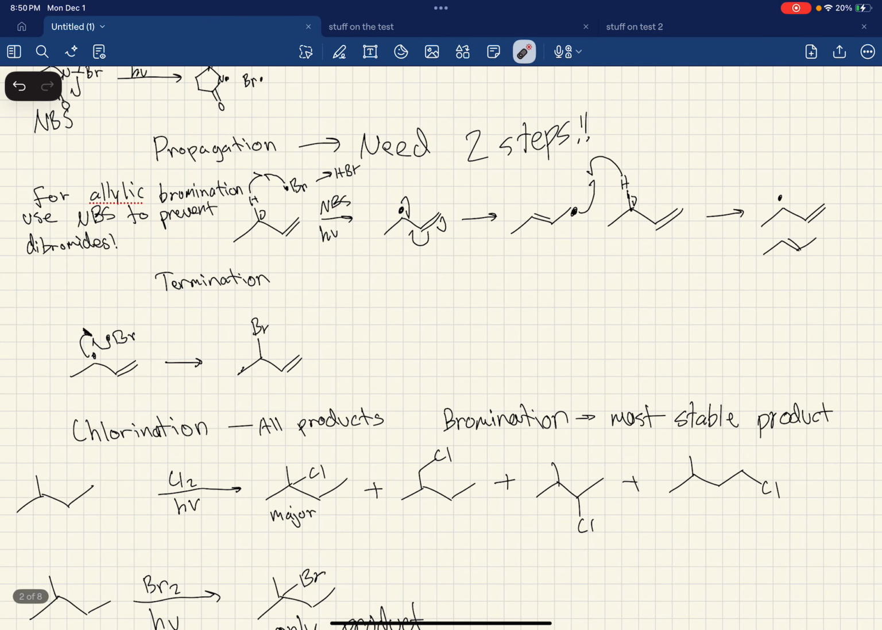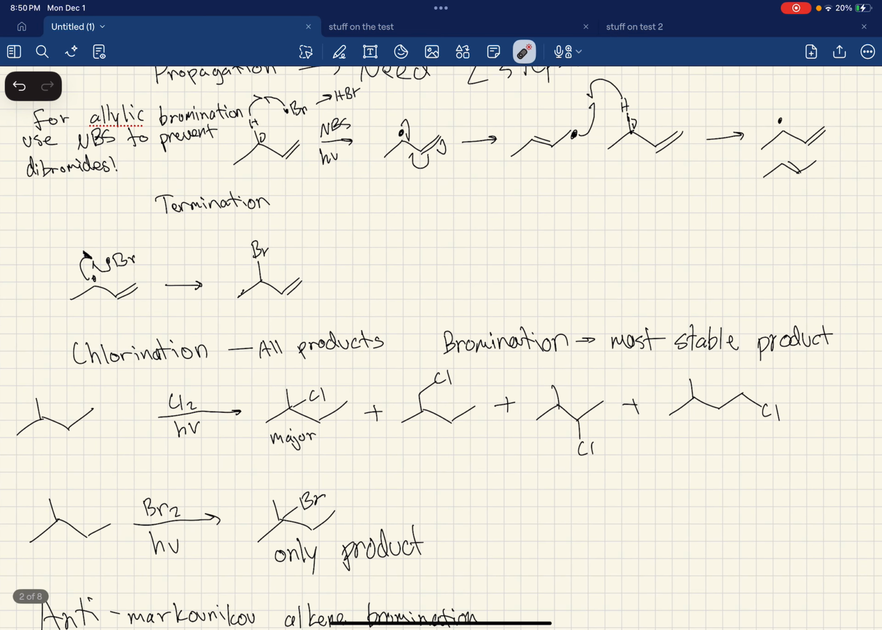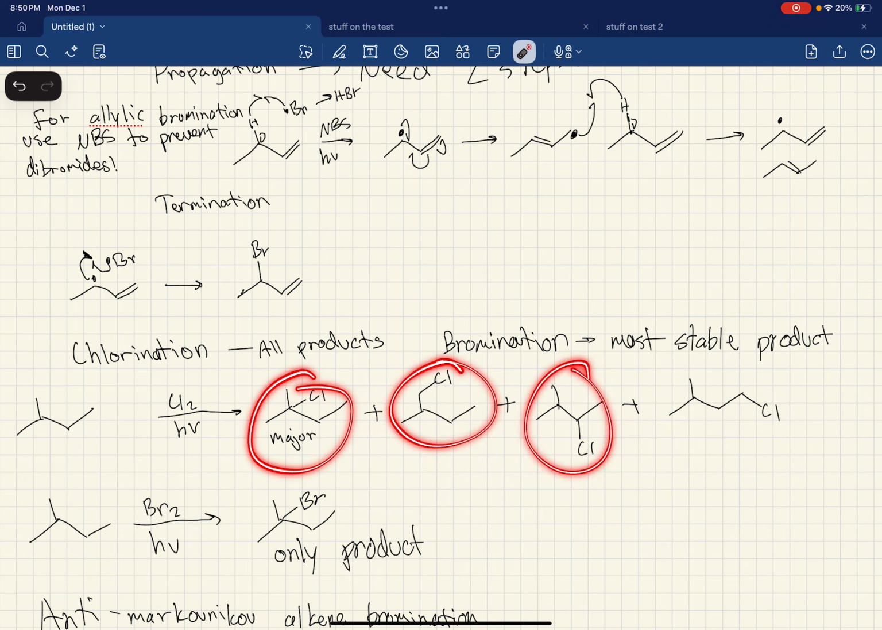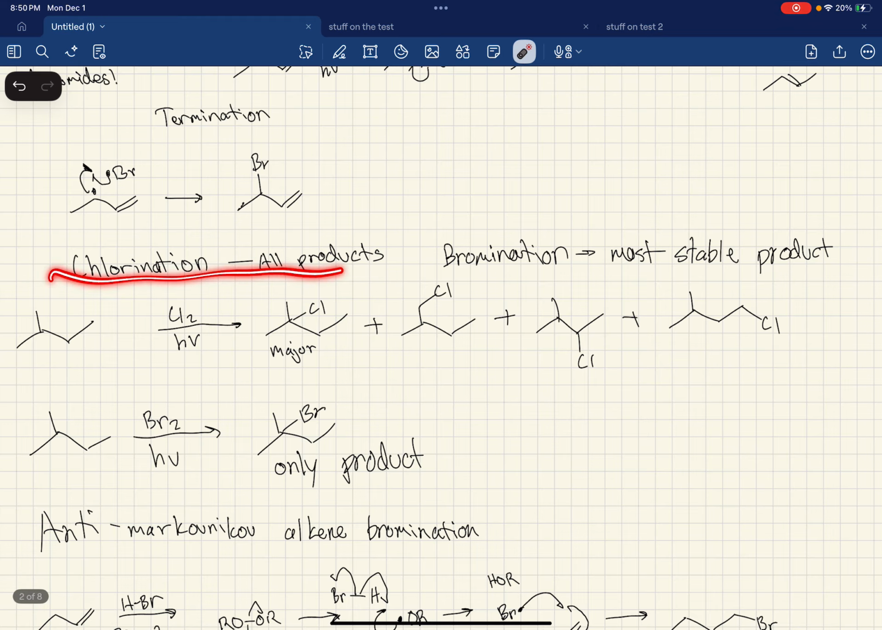All right, so then some more halogenation. If you're doing chlorination, all products are formed. So you have Cl2, hv, all products are formed because chlorine is a more reactive radical than bromine is, I believe. Kind of just goes all over. I don't know exactly the reason. Just remember chlorination, all the possible products.